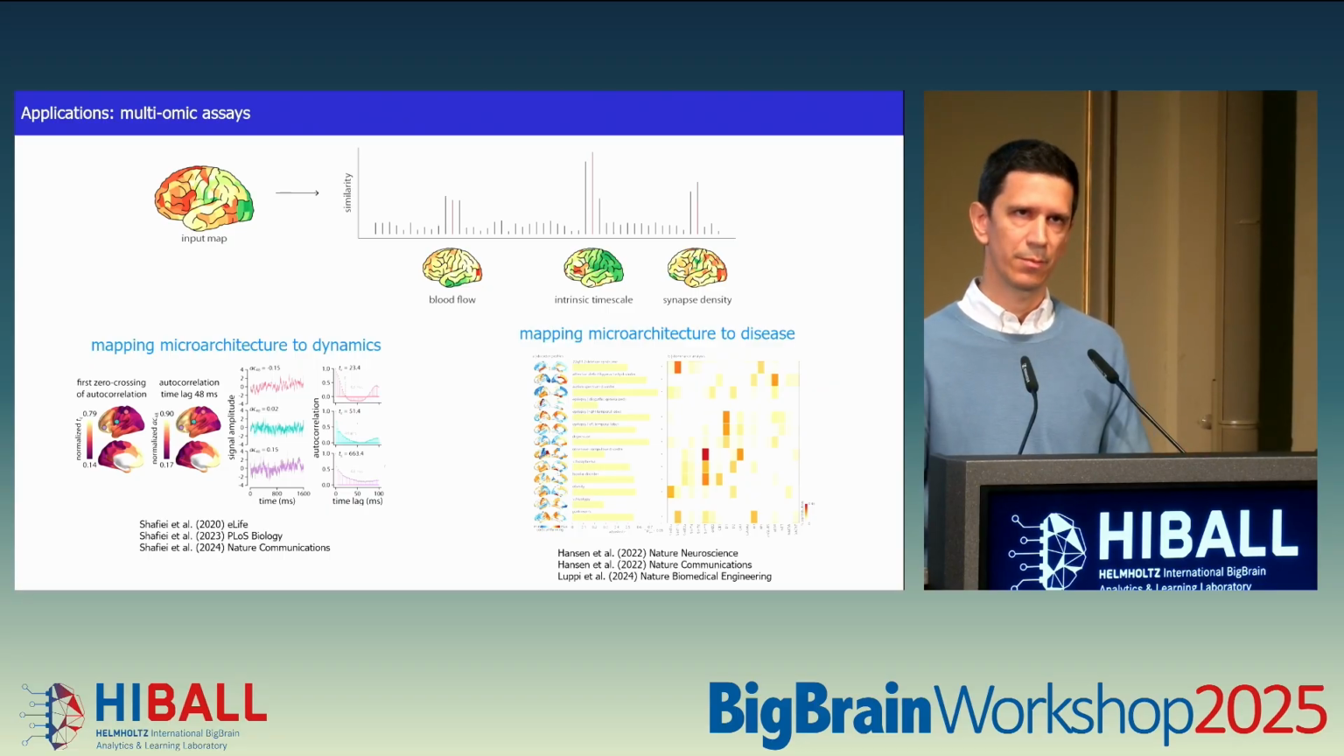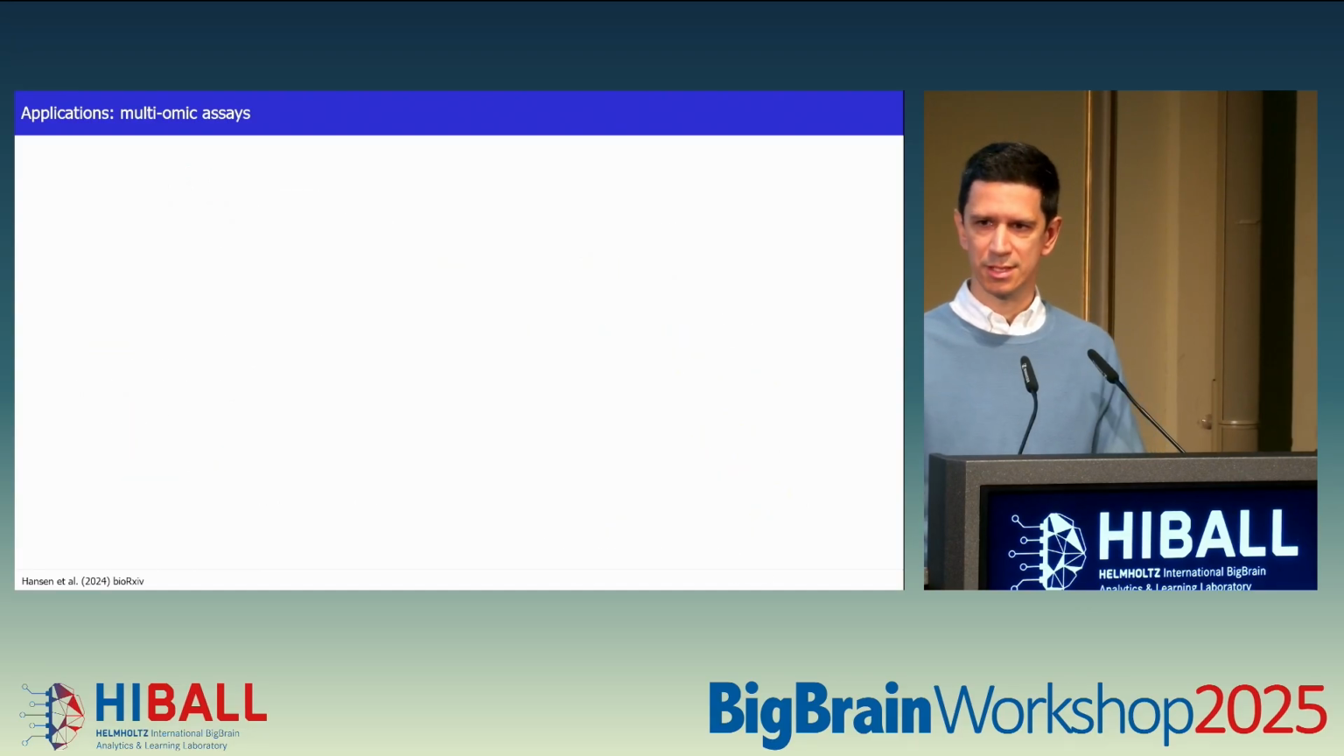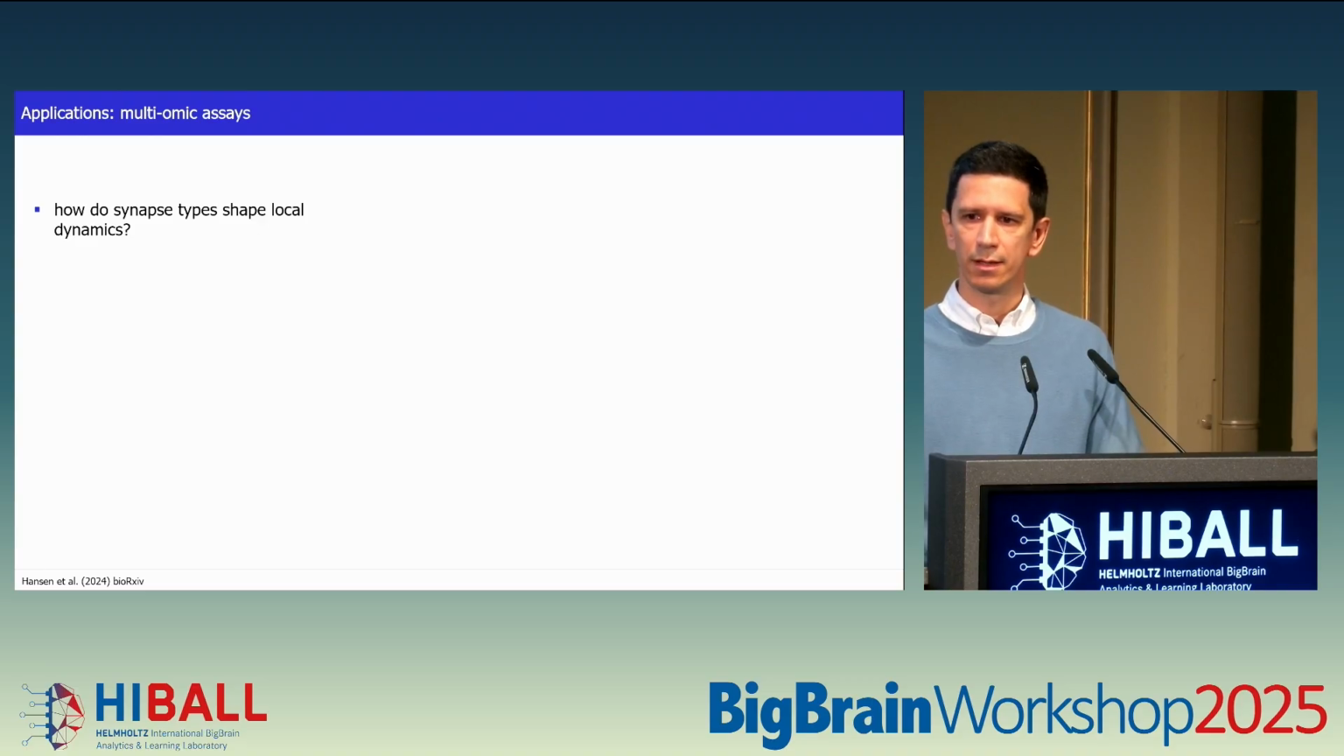I thought I'd switch things up and, just for variety, show you something that's not in the human. So this is just an example of our work in the mouse. The fundamental question here was, we tend to think of different architectural features shaping dynamics and activity, but really the one element that's really important are the synapse types.